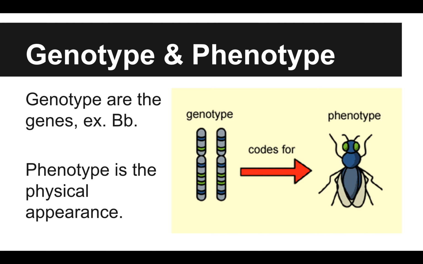Genotype, however, are your genes. And we use specific examples for this, depending on what the gene is. A lot of times it's just the letters. We're talking about the letters which stand for the genes. And again, we'll get back to that in a second. So if I ask you to tell me the genotype, I want you to tell me the gene letters. If I ask for the phenotype, I want you to tell me the physical appearance, okay? So gene letters versus physical appearance.